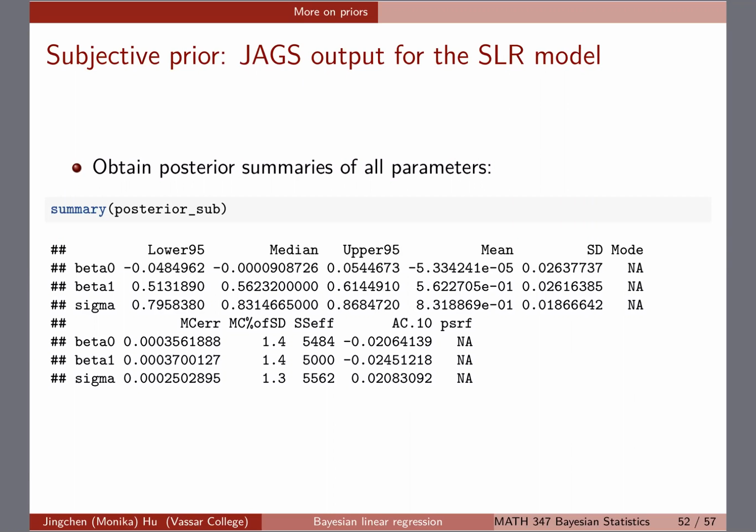The lower 95% quantile for beta 0 is negative, which is weird because it's a variable that has to do with money, with expenditure, right? So it would be weird to have negative spending. I don't know, I'm not an economist. Yeah, it's actually easy to spot in this case that it has a negative lower bound, and its median is slightly negative as well.